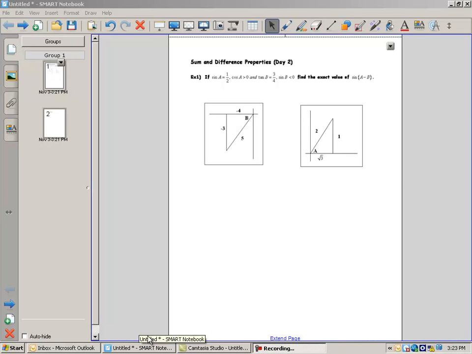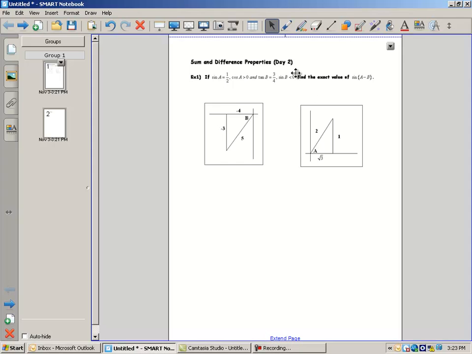Hello, boys and girls, and welcome back to day 2 of Sum and Difference properties. We are going to do day 2 of the bottom half of our formula chart for Sum and Difference.